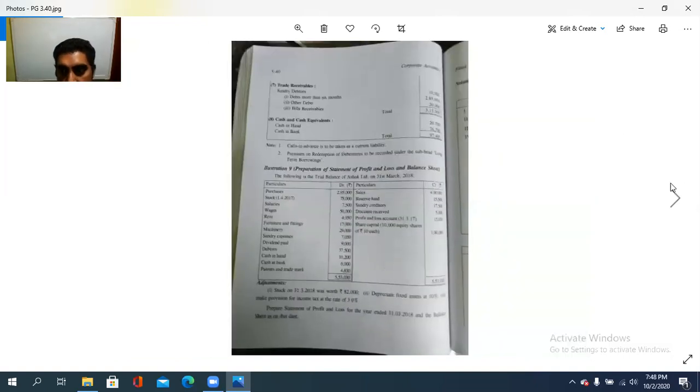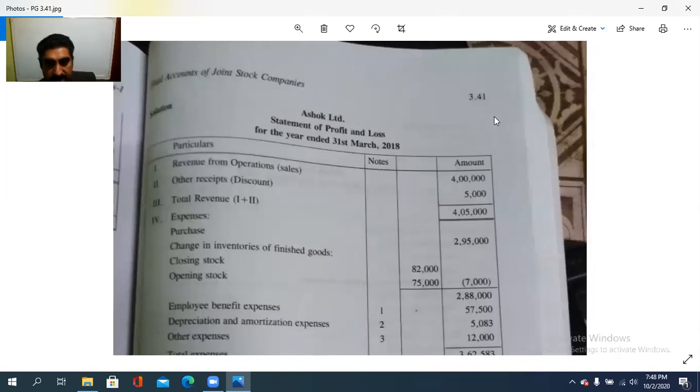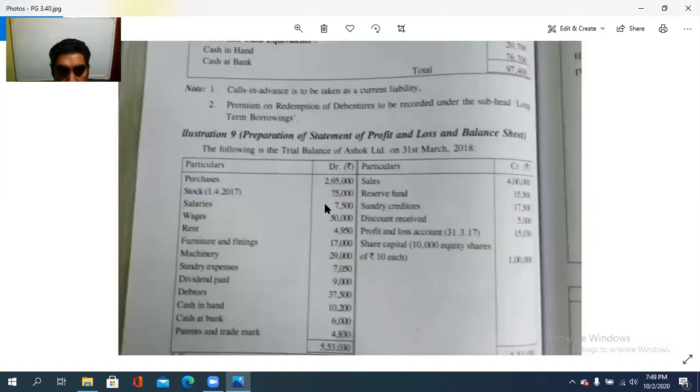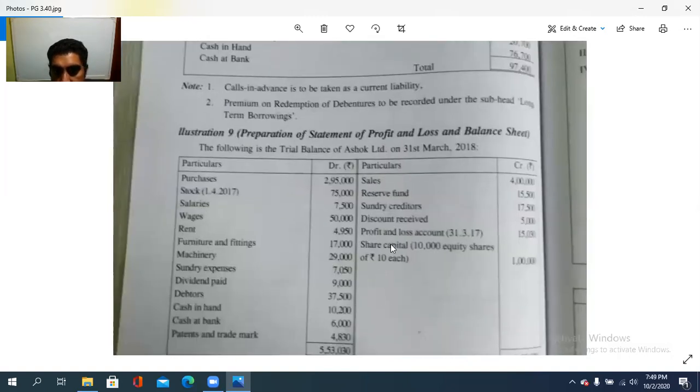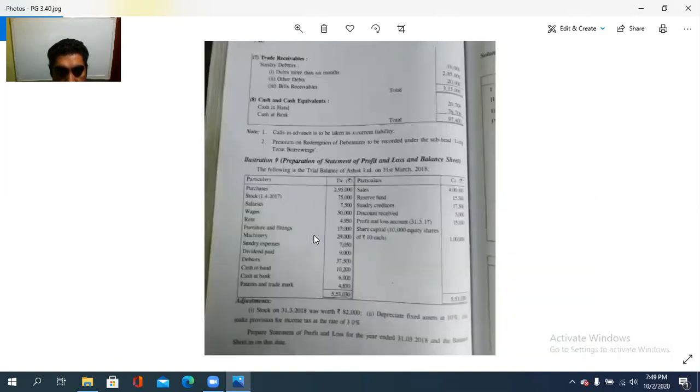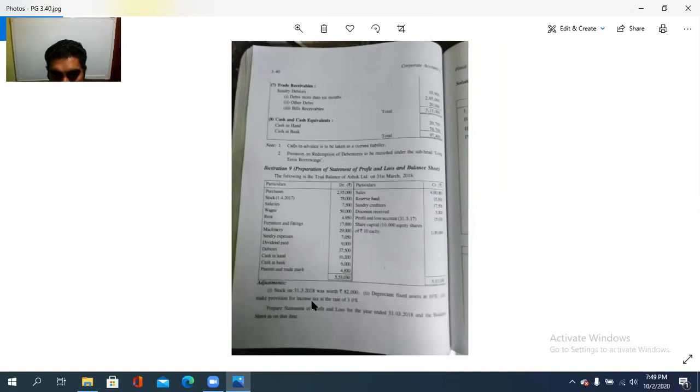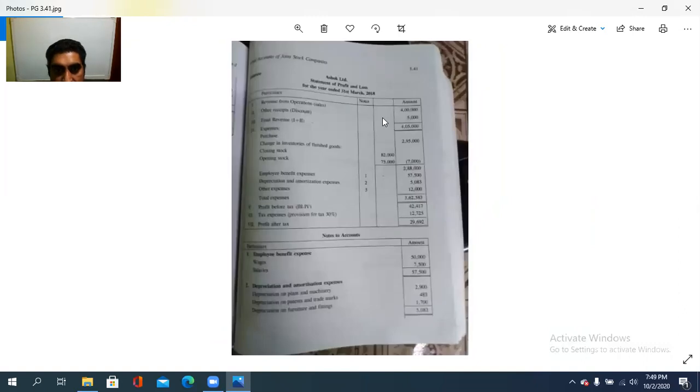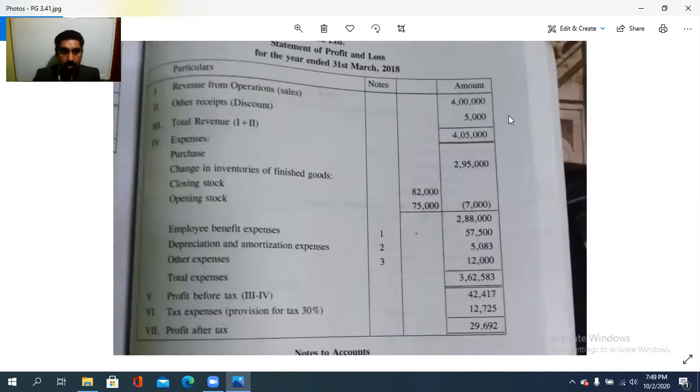So starting with the statement of profit and loss, understand how we prepare it. Under that, the first item is revenue from operations, that is sales. It is already given in the question. Other receipts, that is discount received, 5,000. That is there in the question here. See, sales 4 lakh. Then discount received is 5,000. That is also an income item. So 4 lakh 5,000 is the total of revenue.